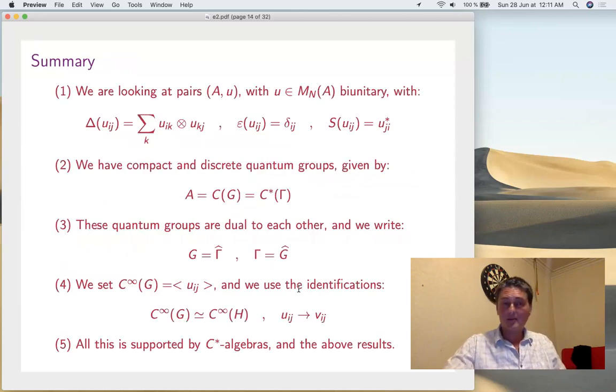Okay, summary now. Time for a summary. These are our axioms: pairs (A, u) with morphisms like this. We have compact and discrete quantum groups in this way, just a notation. All this notation is motivated by the results that we had. In particular, these quantum groups are dual to each other, so we have a well understood Pontryagin duality. Finally, we use this identification: identify two quantum groups if the star algebras of coordinates are equal, and all this is supported by many things, Gelfand and what we did so far.